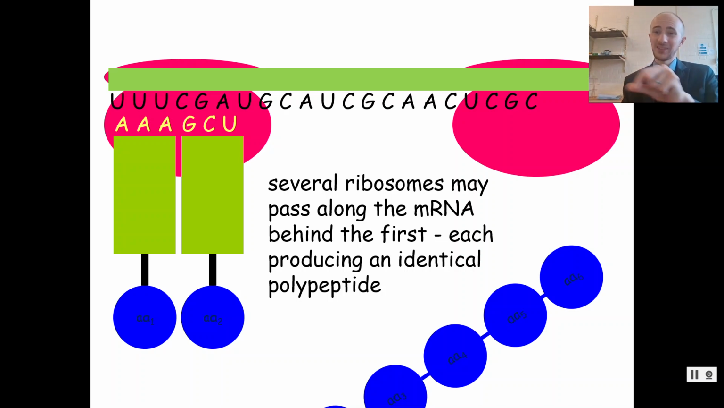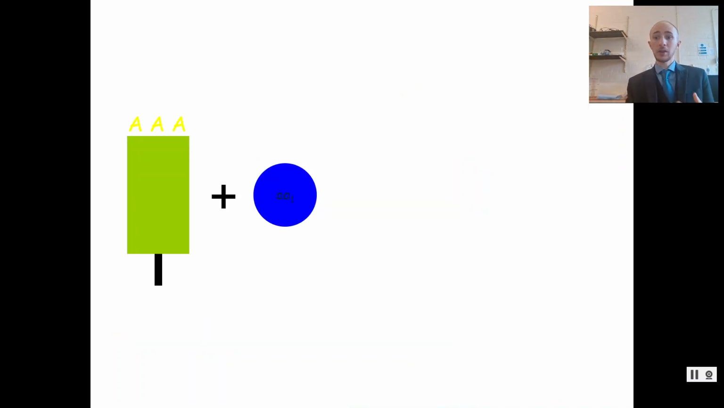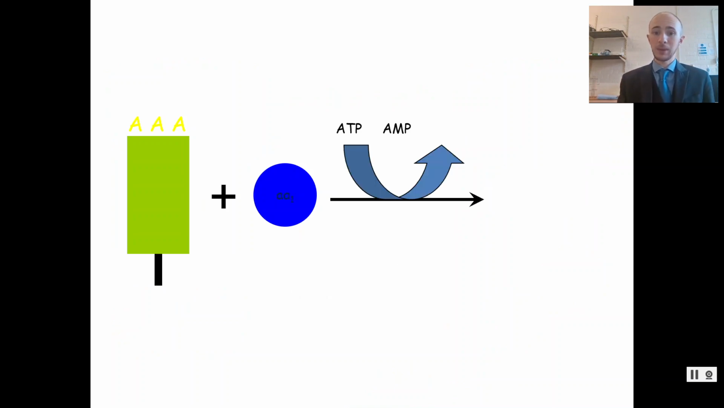We'll go through a question on that in a second. Now, the final thing to understand is what we're using ATP for here. This is a question they love to ask for some reason. ATP is used to bind an amino acid onto a tRNA. That doesn't just happen.